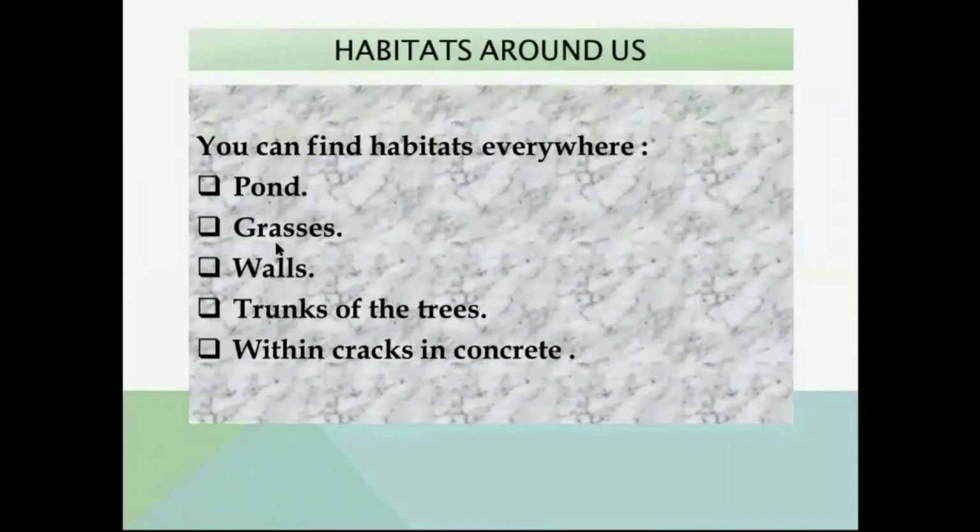A pond has different types of animals living in it. Grasses have different types of animals in them. Then walls can also grow some plants in them. What about the trunks of the trees? Animals and plants can grow inside the trunks of trees and also within the cracks in the concrete. Have you ever seen cracks in concrete in your school building, maybe? Maybe at your home? There are some cracks in concrete where certain plants can grow easily or some birds can make their nest.